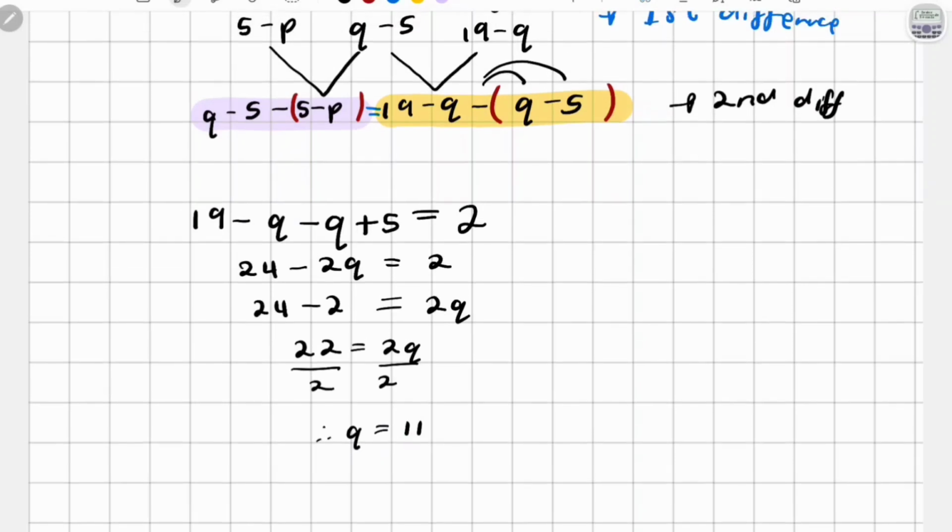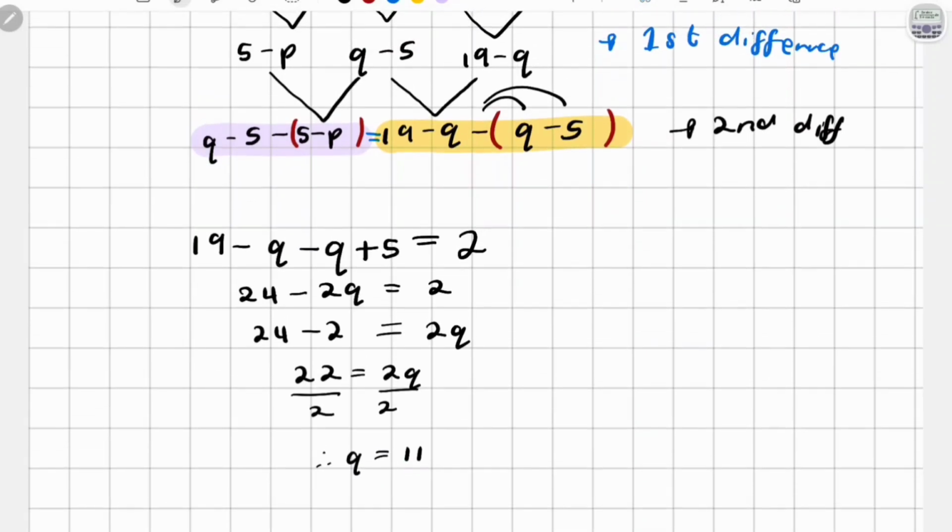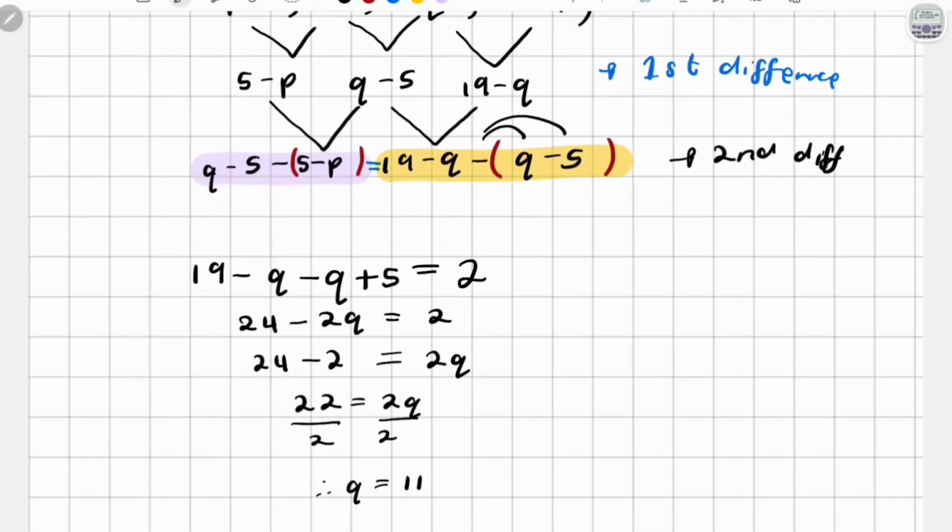Now how do we find p? Well, we could just go ahead and use whatever second constant difference has p in it. This expression is a second constant difference and it has p. So I'm again going to say q minus 5, and I'm just going to distribute that out quickly. That is a negative 5 when it multiplies the 5, and becomes a positive p when it multiplies that negative p, right? That expression is equal to 2.